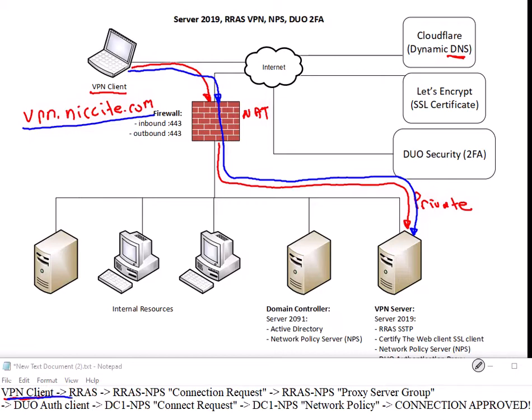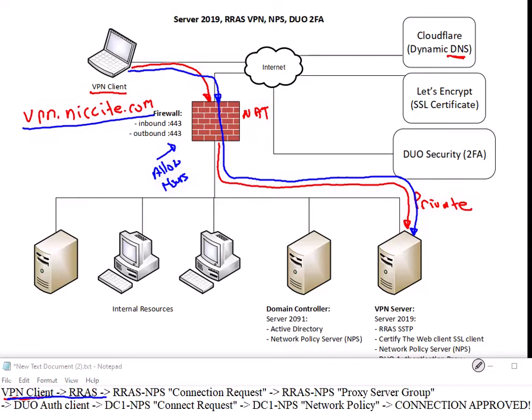So we'll just keep going down here. Now once it hits the RRAS box, there are some things that come into play. First of all, we can put allow hours on the firewall rule. That's one level of protection.